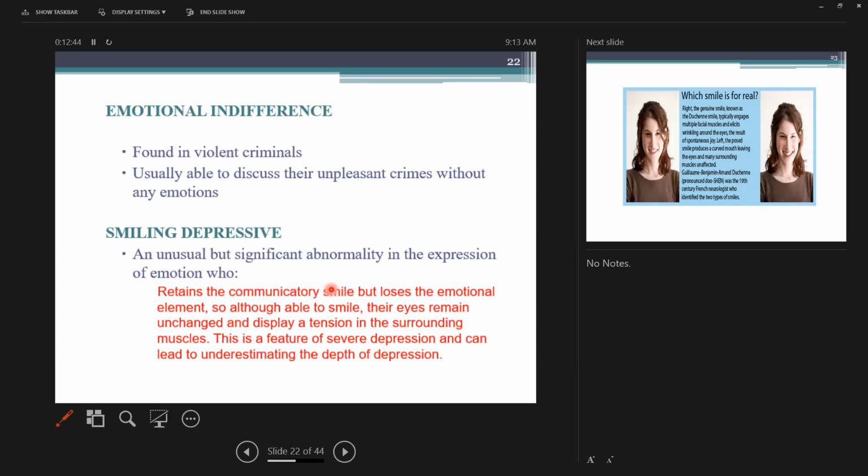Now, another very important term here is a smiling depressive. That is a patient who is basically a depressive. A patient with depression may retain the communicatory smile but will lose the emotional element. So although he will be able to smile, the eyes will remain unchanged and there will be a display of tension in the surrounding muscles. This is a severe feature of depression and can lead to underestimating the depth of depression.